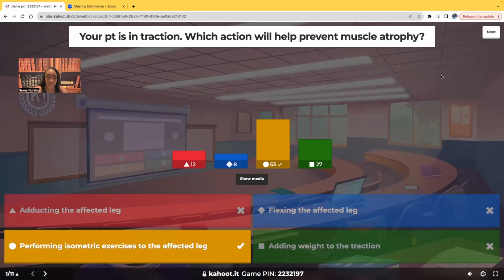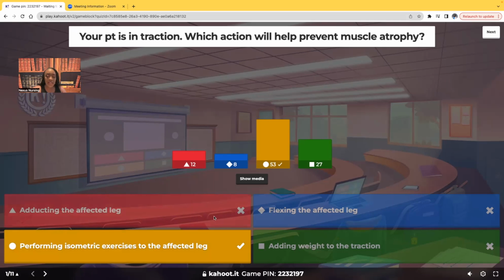Very good. Performing isometric exercises to the affected leg. So when you look at this question about what's going to prevent muscle atrophy, what is muscle atrophy? That's the muscle getting weak and shrinking, right? We want to prevent that from happening. We want the muscle to be strong. So something that will help is performing isometric exercises. And here's why. When you're doing isometric exercises, you're causing tension to the actual muscle, but you're not moving that leg. You're making that muscle get stronger without there being movement.